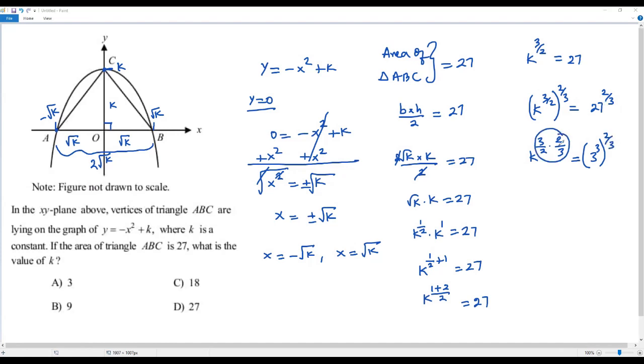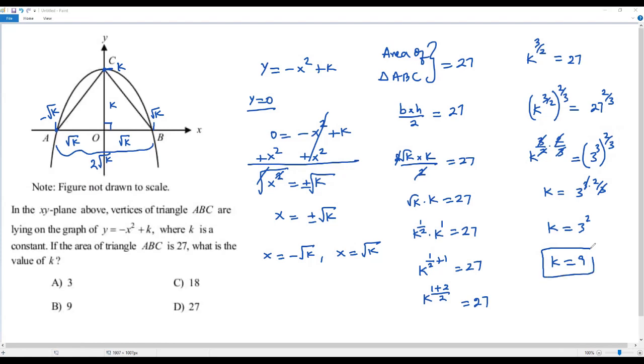Now, let's simplify this one. Here, this 2 will cancel, 3 will cancel out. We get k to the first power on the left side. k to the first power is just k. And here, the same thing, that is the power of a power rule. We have to multiply these two exponents over here. Then we get 3 to the power of 3 times 2 over 3. Then this 3 will cancel out. I'm getting k equals 3 squared. The value of 3 squared is 9.